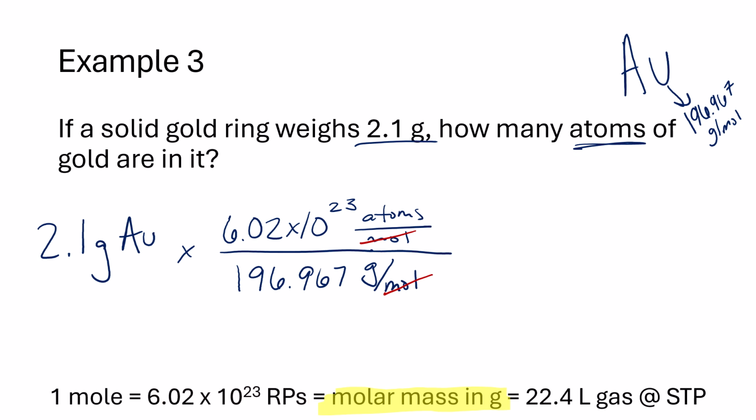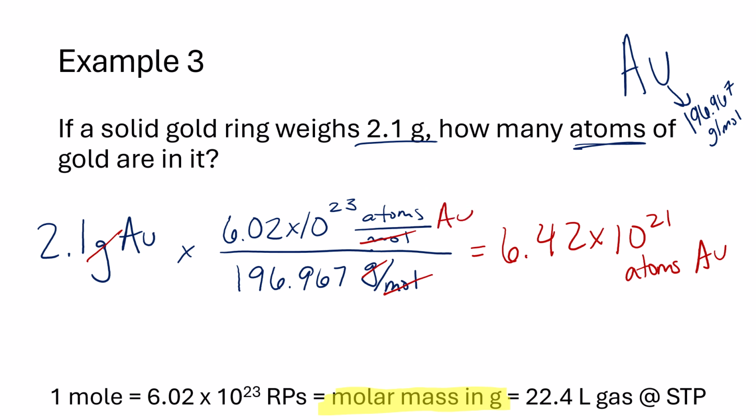When I complete this math, I get 6.42 times 10 to the 21 atoms of gold. It should be a very big number because there are a lot of atoms in a certain amount of grams of substance. So the units cancel. Let me just take out those units, and then you should be left with atoms of gold. Now, I'll show you how the other way also works, but this is the more efficient way of doing it.